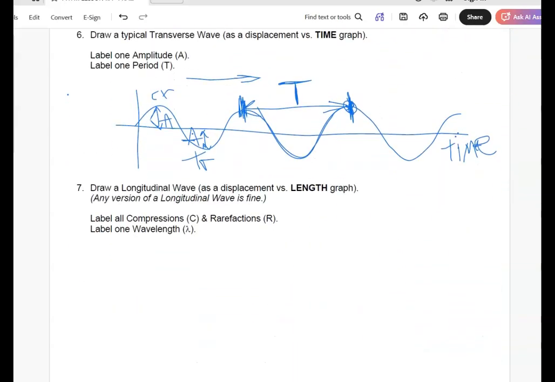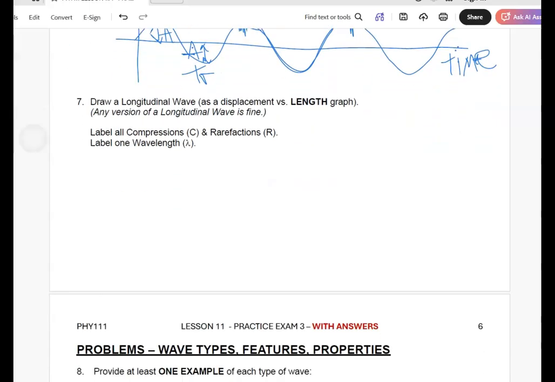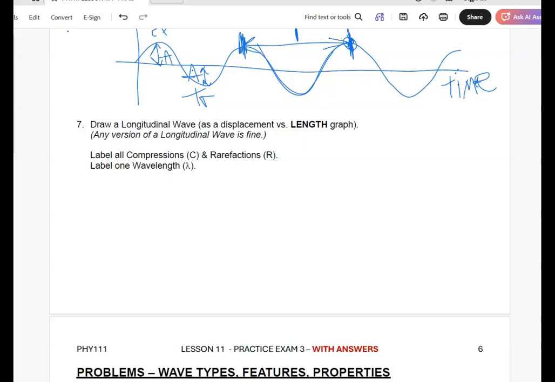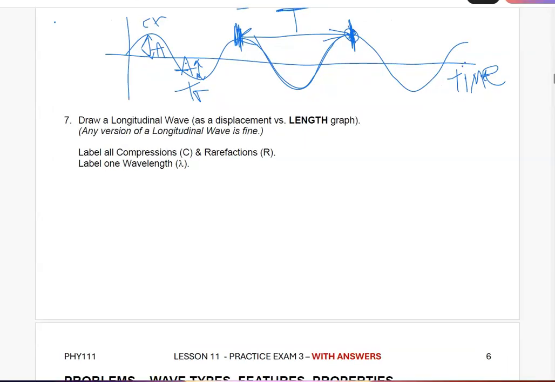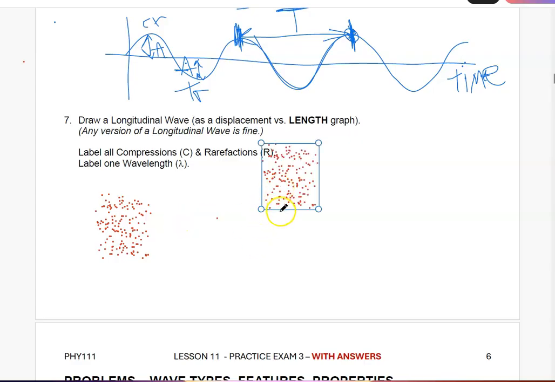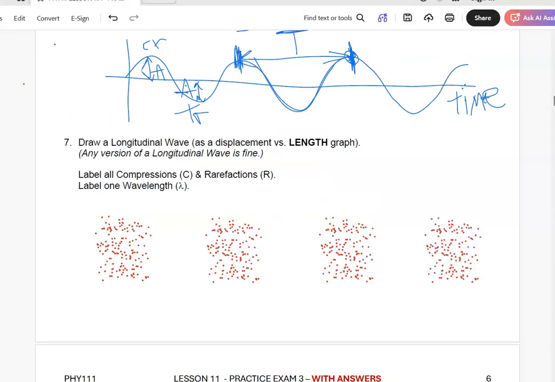And the last question on this page is draw a longitudinal wave as a displacement versus length graph. Now there are several ways to represent a longitudinal wave. Remember, a longitudinal wave is a series of alternating compressions and rarefactions of atoms or molecules, and this requires you to draw a lot of dots. So it'll look something like this, and that grouping of dots would represent your first compression, and we'll come back to the rarefaction, but here's the second group of compression dots, and a third, and one more.